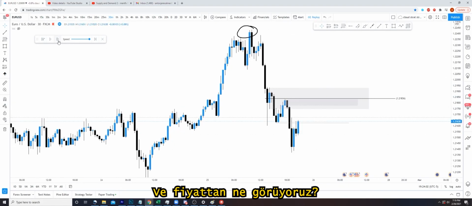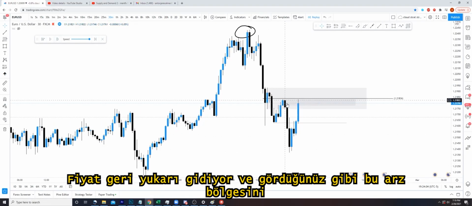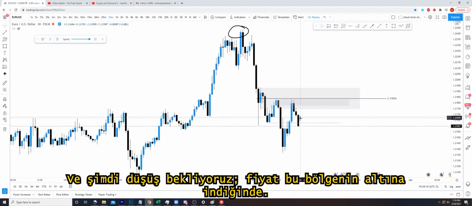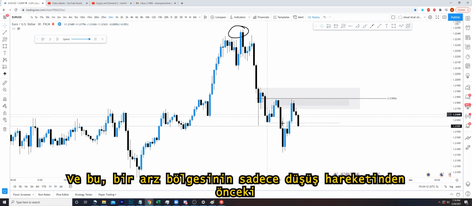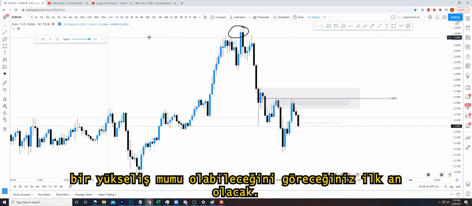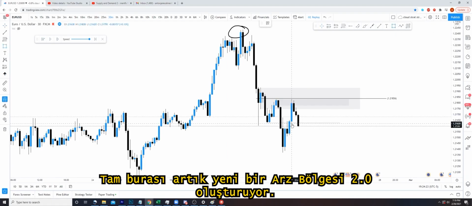And what do we see from price? Price travels back up, mitigating the supply zone, as you can see, quite perfectly. And now expecting the drop. Now, as price gets below this zone here, and this is the first time you're going to see something where a supply zone is not just denoted as one up candle before the down move, but can be this up candle before multiple down moves. This right here now constitutes a new supply zone 2.0.